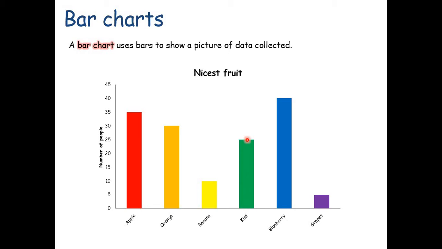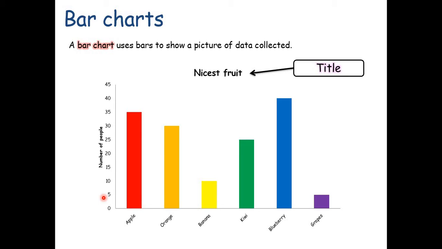Kiwi, travel up to the top, 25. The blueberry, again, blueberry is the most popular fruit. We can tell that even before we look at the number because it's the tallest of the bars. And then again, we go across, and this gets harder as we move away from the numbers, but that's 40. That's a straight line there. Again, if you've got something with a straight edge, you can use it to help you see which one it's next to. And then grapes, right at the bottom, only 5 people think that grapes are the nicest fruit.